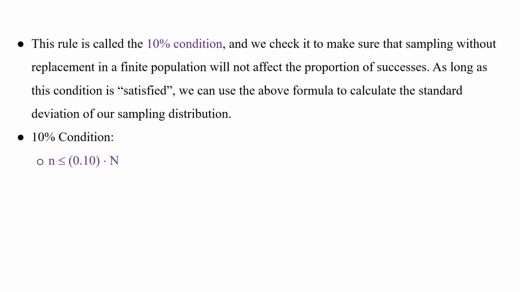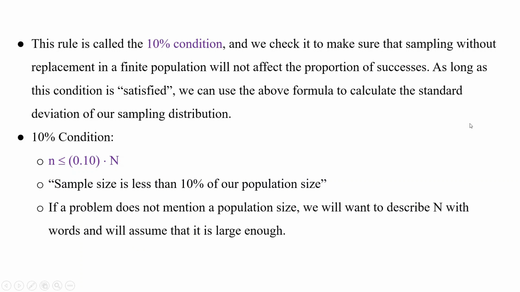It says that n has to be less than or equal to 10% of our population size. Basically, it's making sure that n is small enough so that when we sample without replacement from our population, our proportion of successes isn't going to be affected in a major way. So we say sample size is less than 10% of our population size.